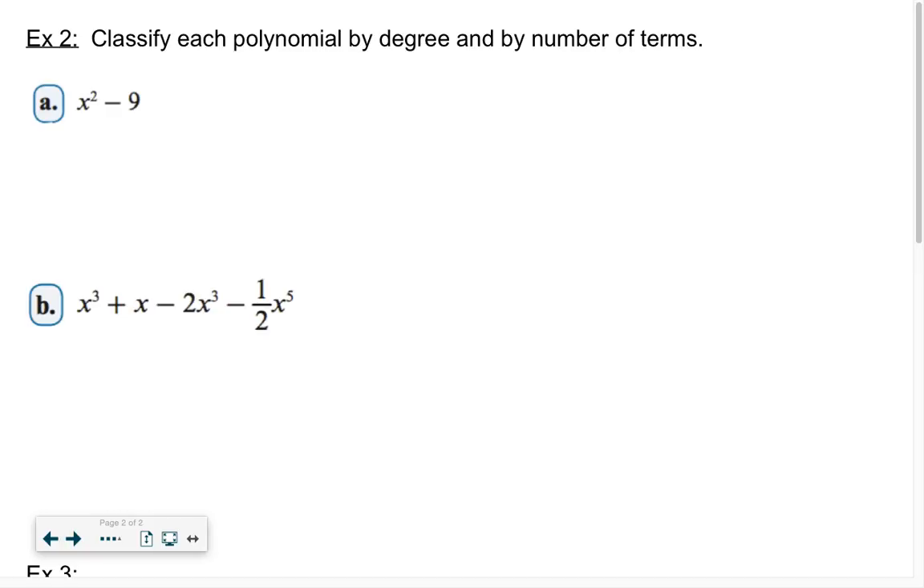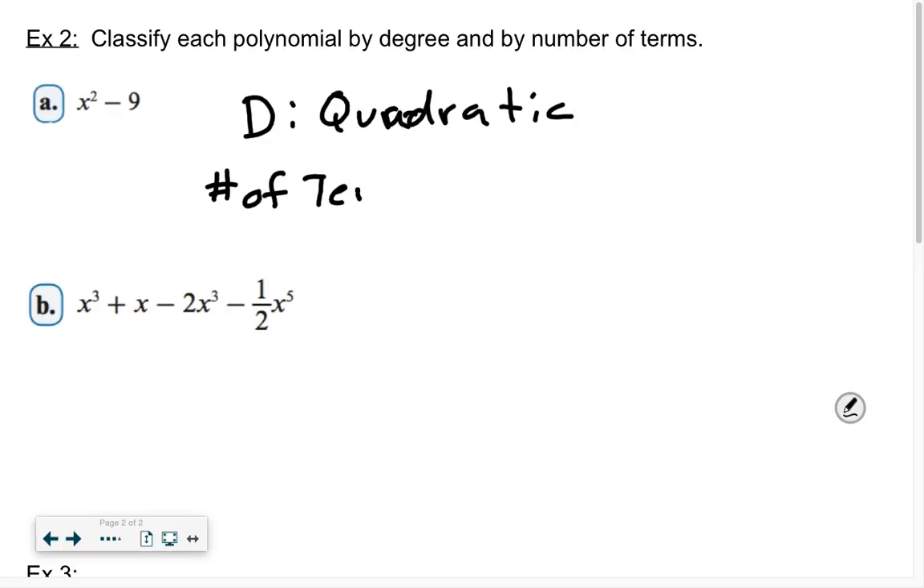If we classify by the degree, a lot of you will put 2 because the exponent is 2, but that's not good enough. Okay, I want you to actually say the name of it. So, if the degree is 2, what's the name of it? Quadratic. And if we classify by the number of terms, we have 2 of them, binomial.